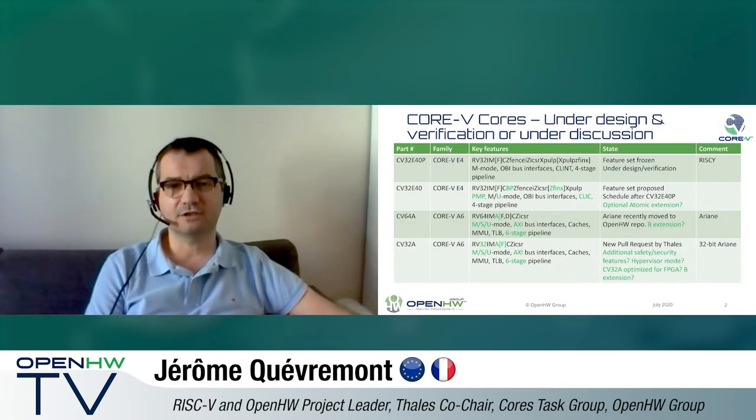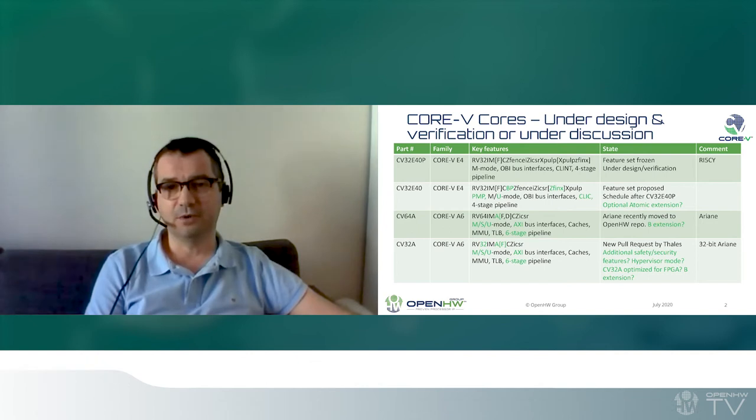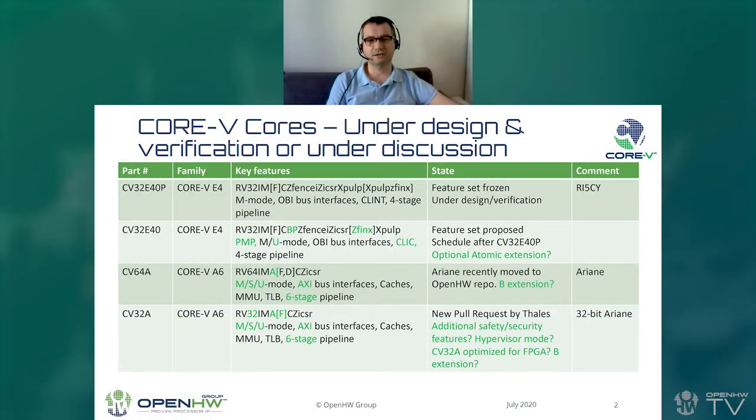Thank you, Arjan. The CVA6 cores are derived from the donation of Ariane by the PULP team at ETH Zurich. They are application cores because you can boot rich OSs like Linux. There will be two flavors of these cores. The CV64A6 core, which is basically Ariane, is a 64-bit core with six levels of pipeline, L1 caches, an MMU and many features.